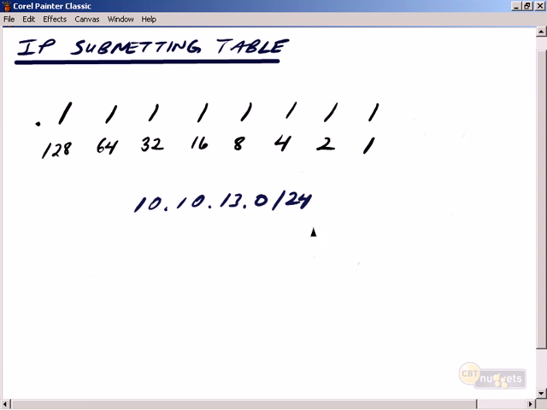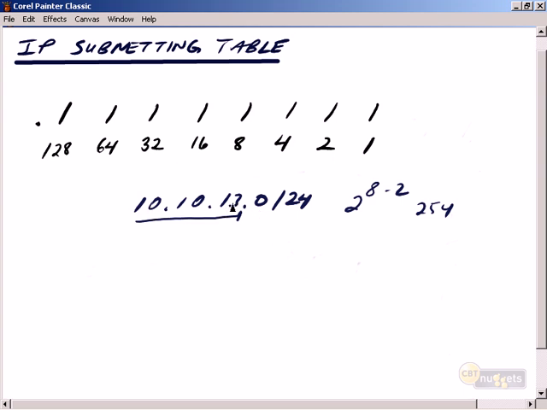10.10.13.0/24. Okay, so we know that with the 24 CIDR prefix, the first 24 bits represent the network and the last 8 bits represent the host on that network. So we have 2 to the 8th power minus 2 hosts. That's 254 because we can't use the first available one, that's the network, and the last available one, 255, is the directed broadcast on the network 10.10.13.